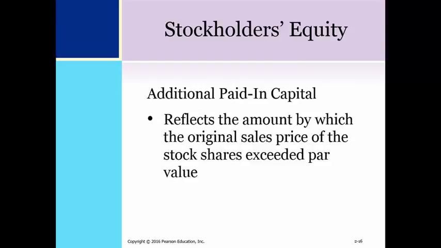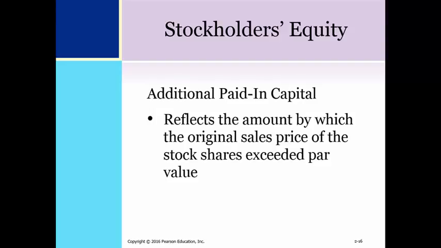For accounting purposes, when stock is sold by a firm, the firm records the amount received in two accounts, the common stock account and the additional paid-in capital account. For example, if $1 par value stock is sold for $10 per share, the firm will include $1 of the price received in the common stock account and $9 in the additional paid-in capital account for each share sold.